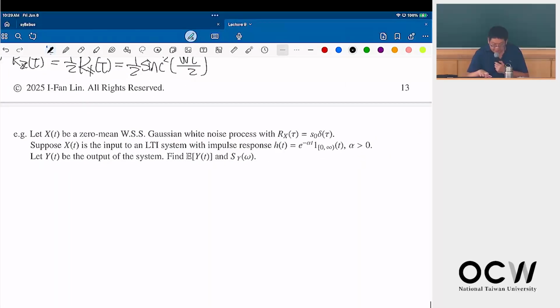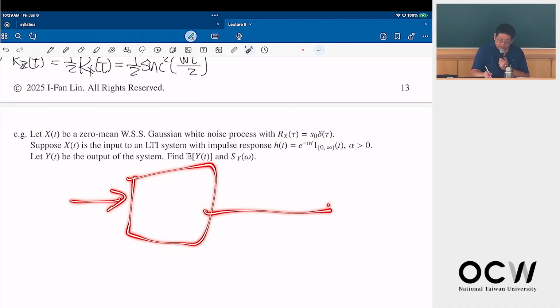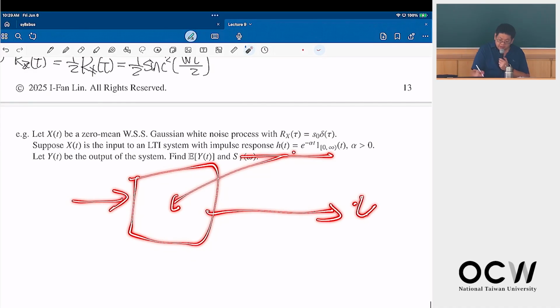X is a zero mean wide-sense stationary Gaussian white noise. We have the autocorrelation. And X is the input to the LTI system. And we have the impulse response. And then Y will be the output. I want to find the mean of Y and the spectrum of Y.